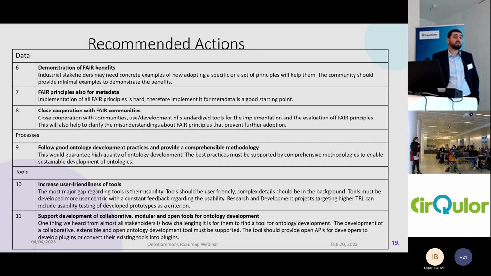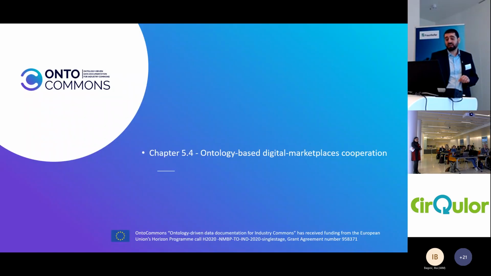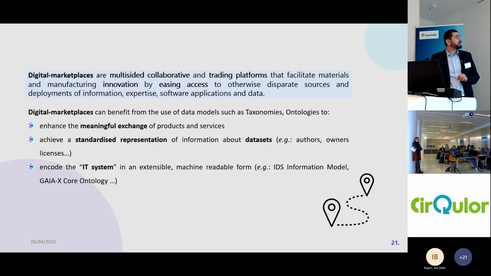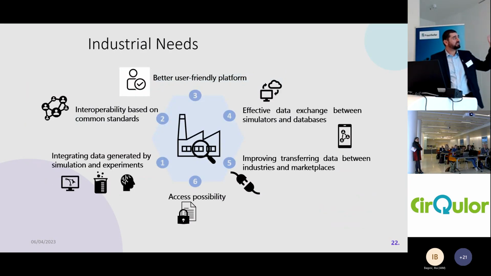So increase user-friendliness of tools, support development of collaborative, modular, and open tools for ontology development. This is also another aspect. And if you compare this chapter with the chapter before, there is a lot of overlap. And I will go quickly with the chapter regarding marketplaces. And I always keep this in terms of needs. User-friendliness comes again on the table.